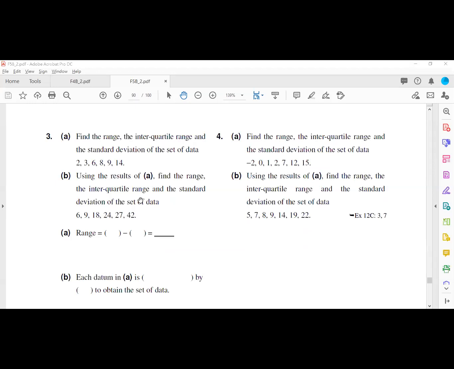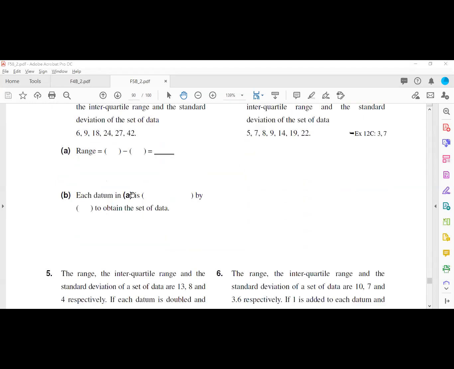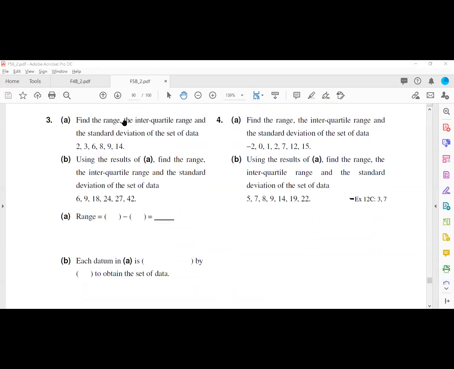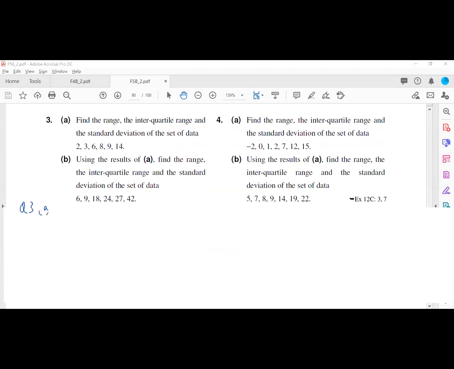So I would like to do number 3 with you together, and then I would like you to do number 4. Okay. So let us do number 3 together. So find the range, interquartile range, and the standard deviation of a set of data 2, 3, 6, 8, 9, 14. 嗱，今次咧要自己揾啦。咁睇下考下大家記唔記得點樣揾咯喎？OK， the range and interquartile range. The range is largest data minus the smallest data. The range will be equal to 14 minus 2. So that is equal to 12.